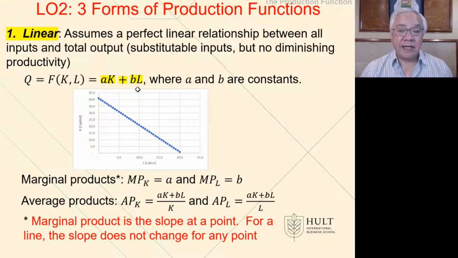The average product, as we did previously, is you take the total production and you divide it by whatever input variable you're examining. So the average product of labor, take the total divided by labor. The average product of capital, take the total divided by capital. And notice that the marginal product in this case, which is the slope again, is the same for any point. Why? It's a line. So there is a constant marginal product in this condition.